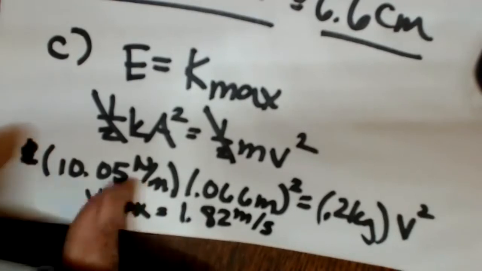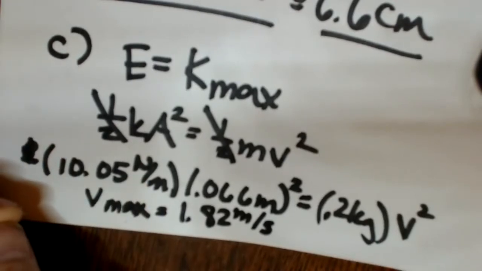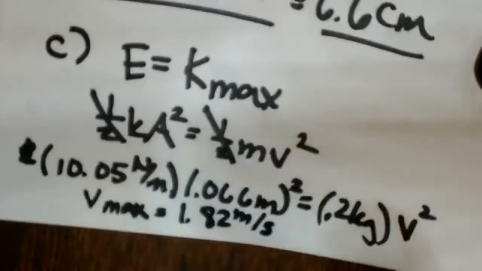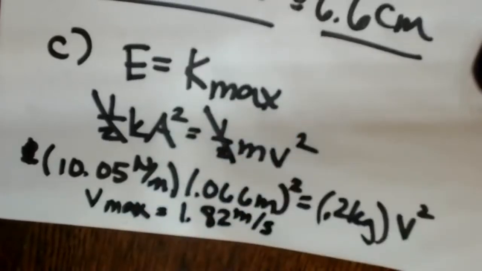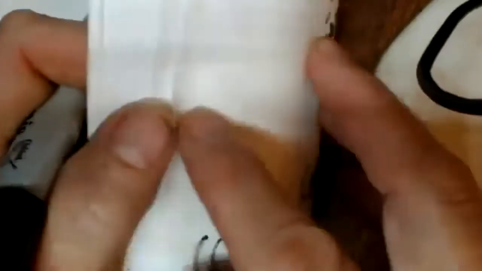Can you go back to part B? Why did you substitute the angular velocity constant in? I didn't substitute it in. I used it to solve for K. I needed to find K to be able to use energy. So I used it to solve for K.